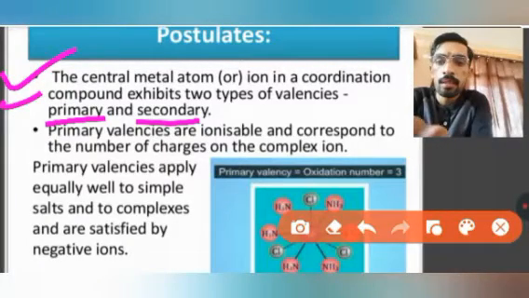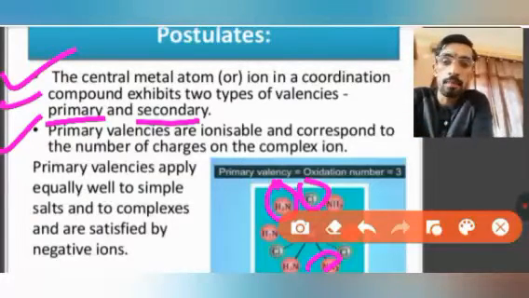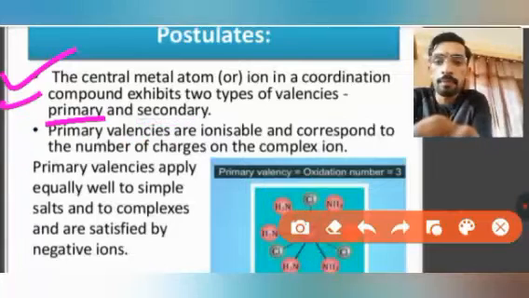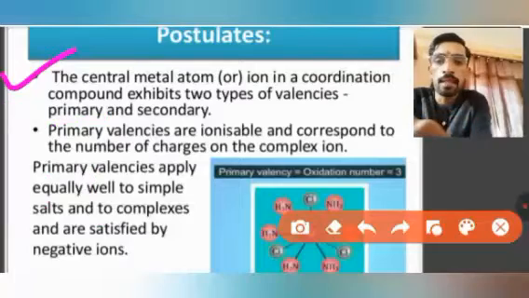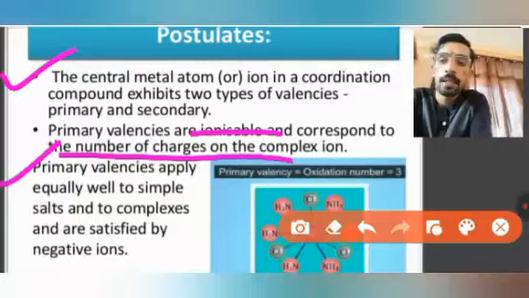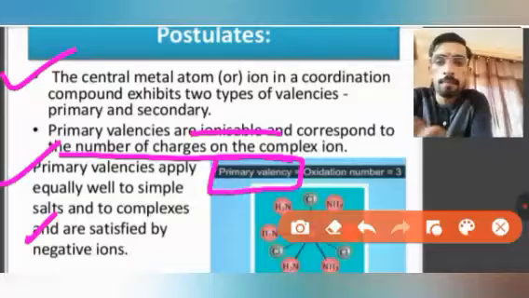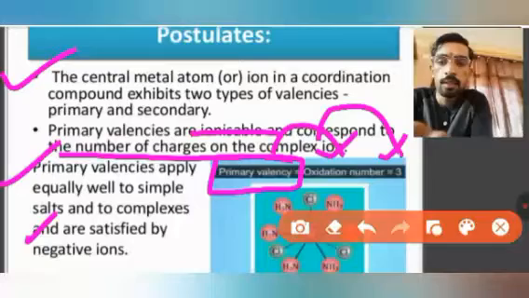हियर यू कैन सी द टू वैलेंसीज आर देयर, NH3 एंड क्लोरीन. दो तरीके के लिगेंड हैं, NH3 एंड क्लोरीन. ओके, whereas primary valencies are ionizable. So chlorine is ionizable here. You can see chlorine is ionizable here. It is chlorine negative charge. So primary valency is ionizable and corresponds to the number of charges on the complex ion. And this is responsible for the number of charges on complex ion. Primary valency applies equally well to simple salt and to complex, and satisfies the negative ion. Okay, so basically what is primary valency? It is the oxidation state, equal to 3 in this particular case.